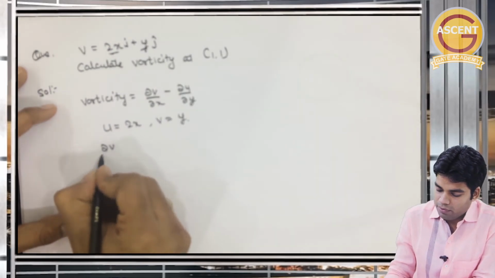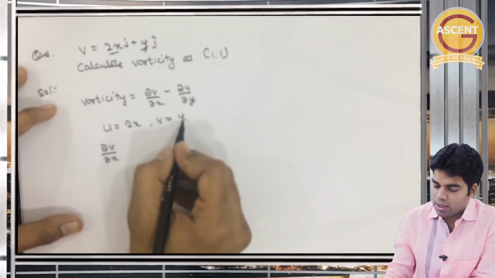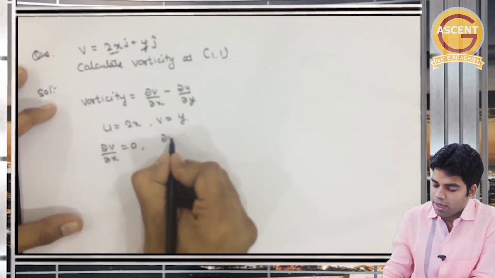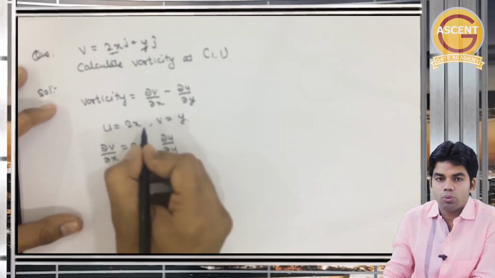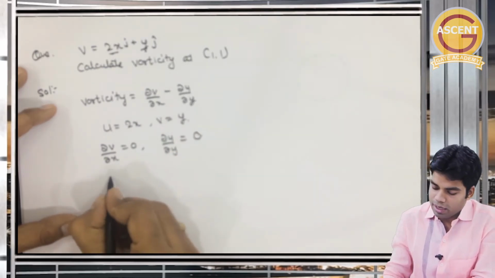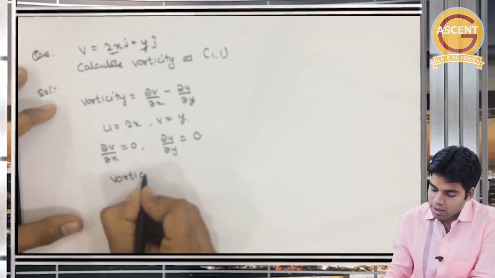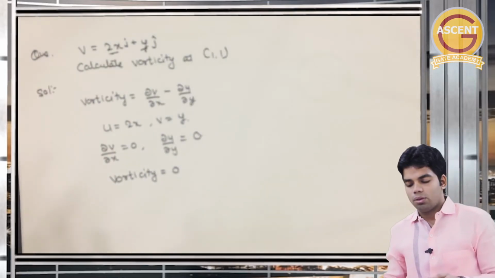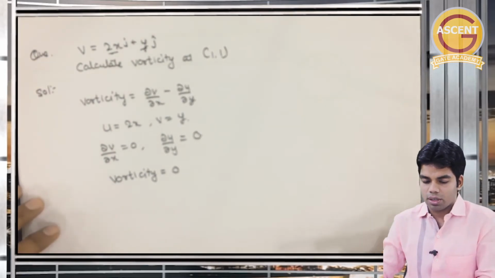So del v by del x. Now this v is equal to y, so del v by del x will be equal to 0. Similarly, del u by del y, u is equal to 2x, no y here, so del u by del y is also equal to 0. That means the vorticity is 0 for this particular case. Very simple to determine. So this is how we can determine the vorticity.